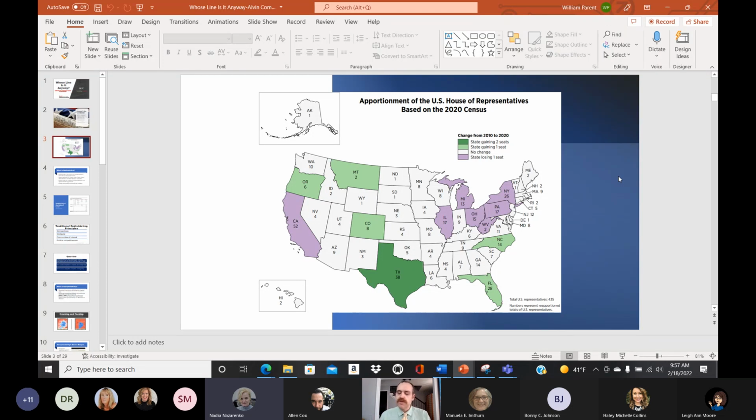And some people predict that at some point here in the 21st century, Texas could surpass California as the most populous state in the country. And of course, that would be reflected on the census in subsequent decades. So in 2030, 2040, 2050. Texas now has 38 members in the U.S.